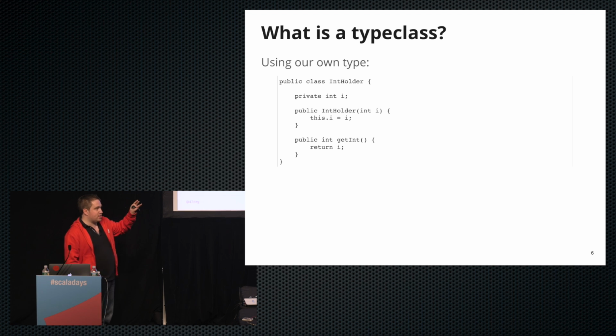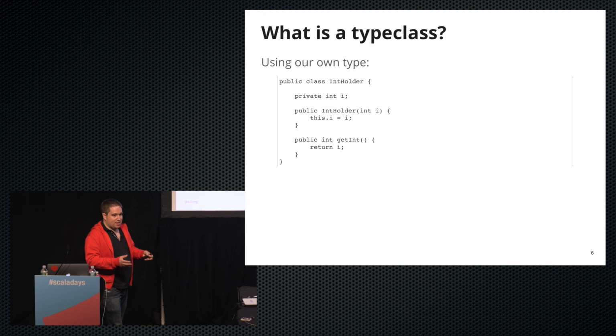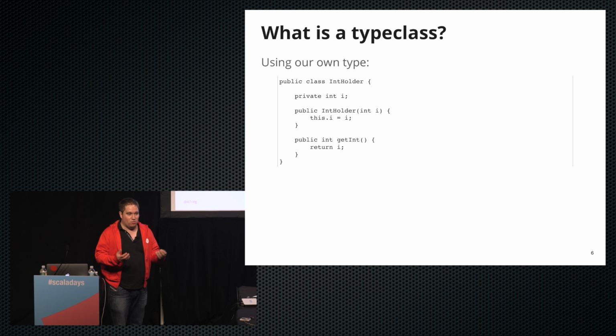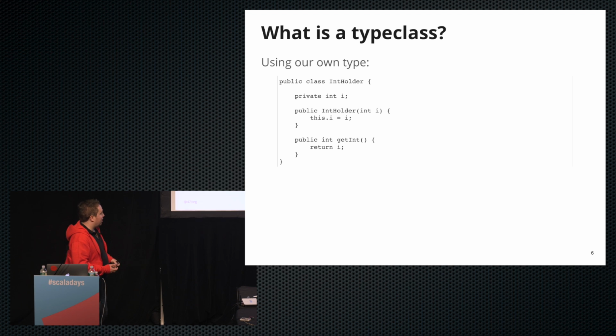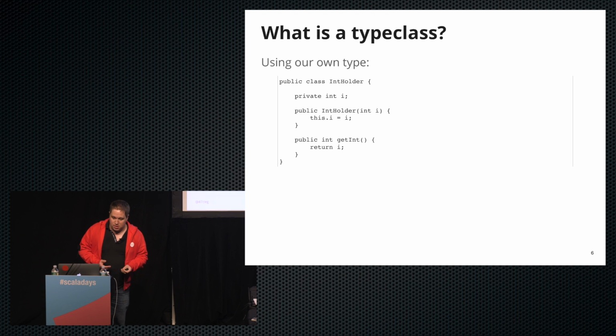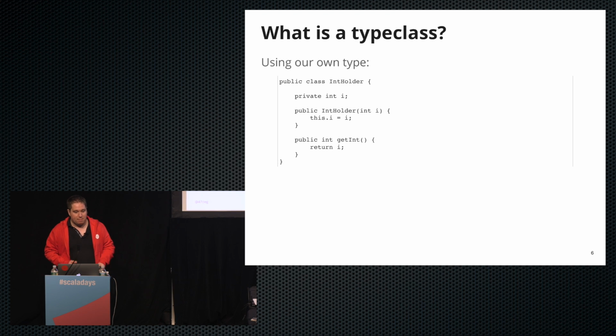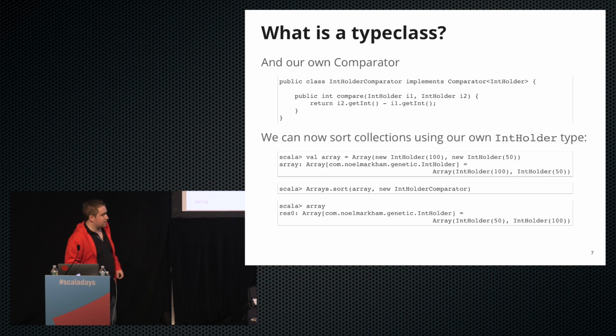All it does is hold an integer, and we know how to compare integers. But clearly nobody knows how to sort IntHolders apart from us, apart from me, because I wrote it. But we want to use this sort method to do this. So we need to create our own comparator, and that would look something like this. So we implement this Comparator interface.